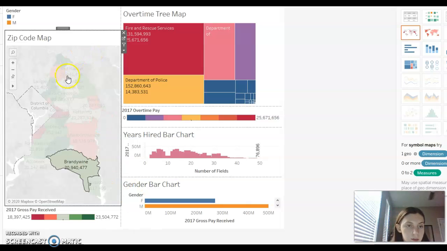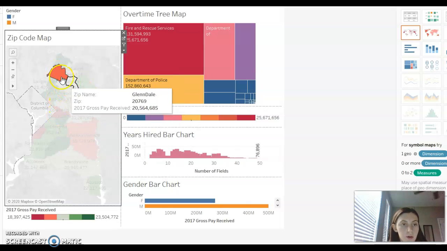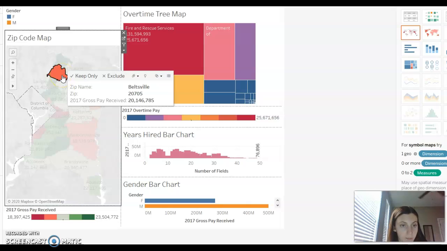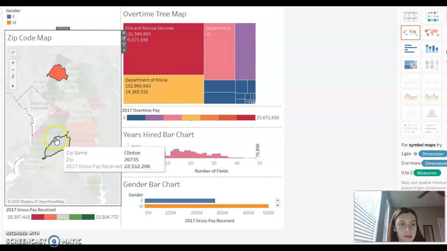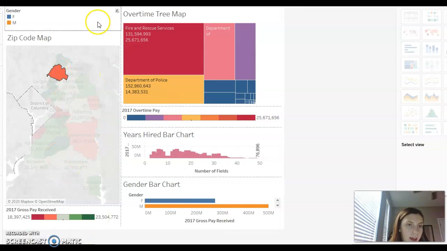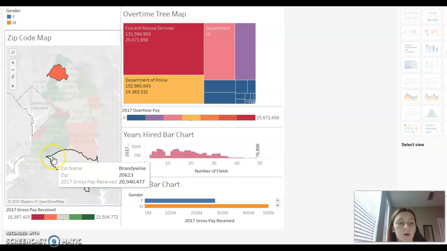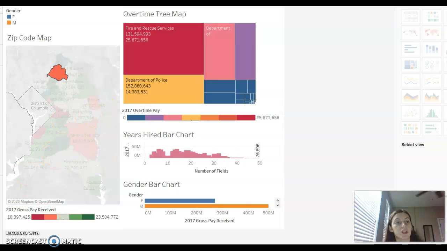$23,504,772. So this zip code map goes color by color, and each zip code you can click on and it will tell you the zip name and the amount of pay received. So this is talking about one specific area in the zip code map around the District of Columbia, and it's going through their gross pay for each zip code. This is just the example we chose.